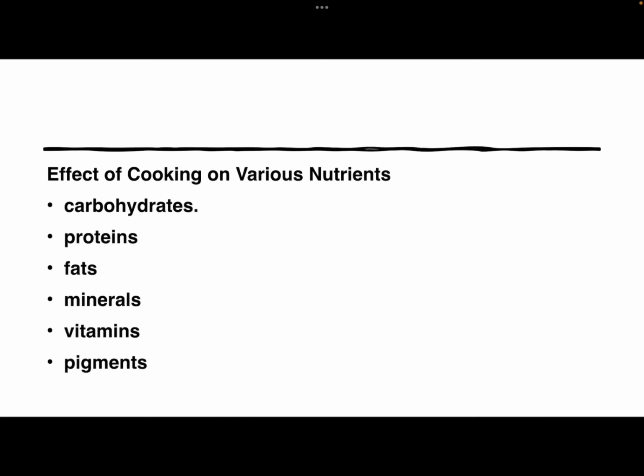Next is the effects of cooking on various nutrients. First is carbohydrates. We all know that the important carbohydrates found in foods are starch, sugars, pectins, gum, cellulose, and hemicellulose. For starch to become digestible, cooking is necessary. The uncooked starch grains of rice, potato, etc. are covered with cellulose, so our digestive juices cannot act on them. Thus the starch needs to be cooked with water.